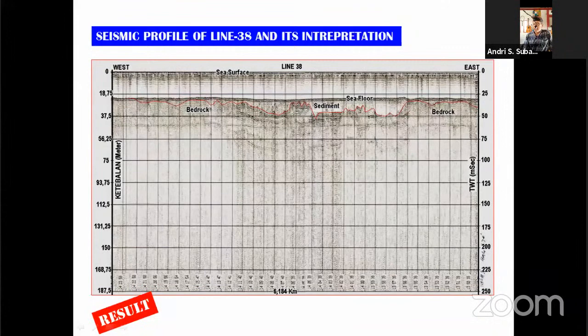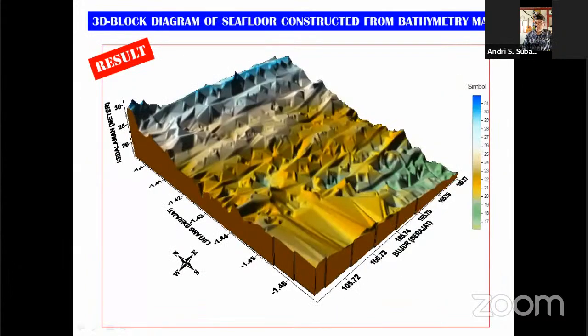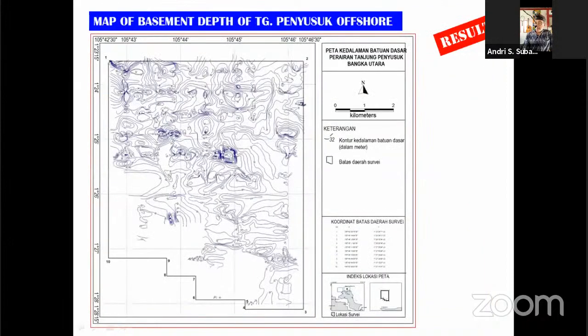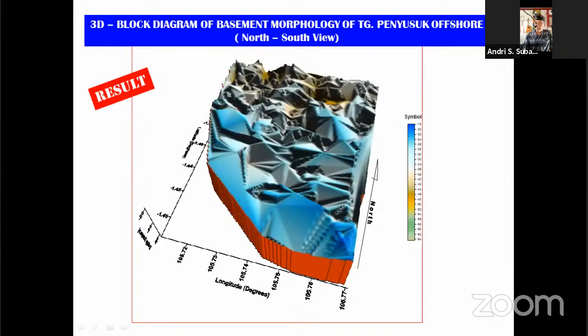So we have here some white sediment channel, and the seafloor. This is maybe potential for heavy mineral concentrate that may be deposited on the seabed. This is the block diagram of the seafloor constructed from the bathymetry map. It is also clear that some areas are maybe potential for tin or heavy mineral deposit. Also here is the basement map from the single channel seismic. This is the block diagram of basement morphology, so maybe we can explore valleys that may be filled by heavy mineral sand.